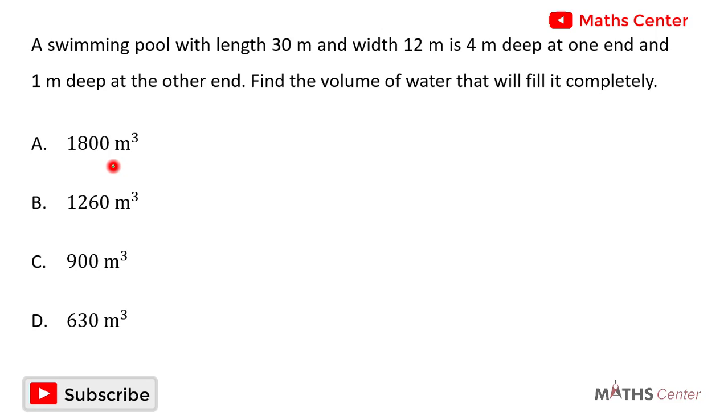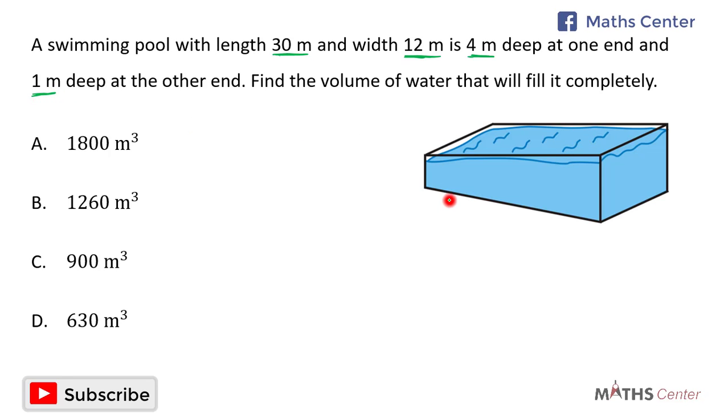the correct option. The question tells us that we have this swimming pool that has a length of 30 meters and a width of 12 meters. It is 4 meters deep at one end and 1 meter deep at another end. Let's assume that this is the swimming pool. So we know that the length of the swimming pool is 30 meters. So from this point to this point is 30 meters. The width of the pool is 12 meters. So from this point to this point is 12 meters.